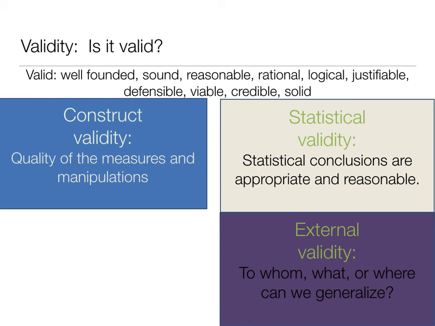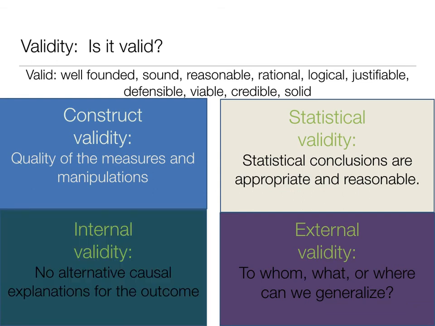And the last one that we're going to talk about, primarily in reference to our experimental research designs, is internal validity. So that there is no other possible causal explanation for the outcome. It can only be that our manipulation of the independent variable caused this change on the dependent variable.